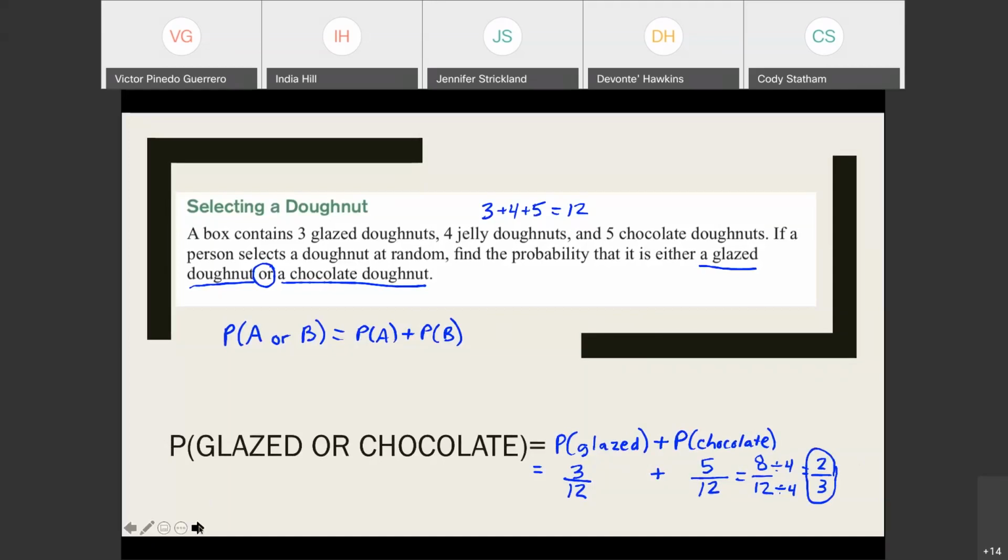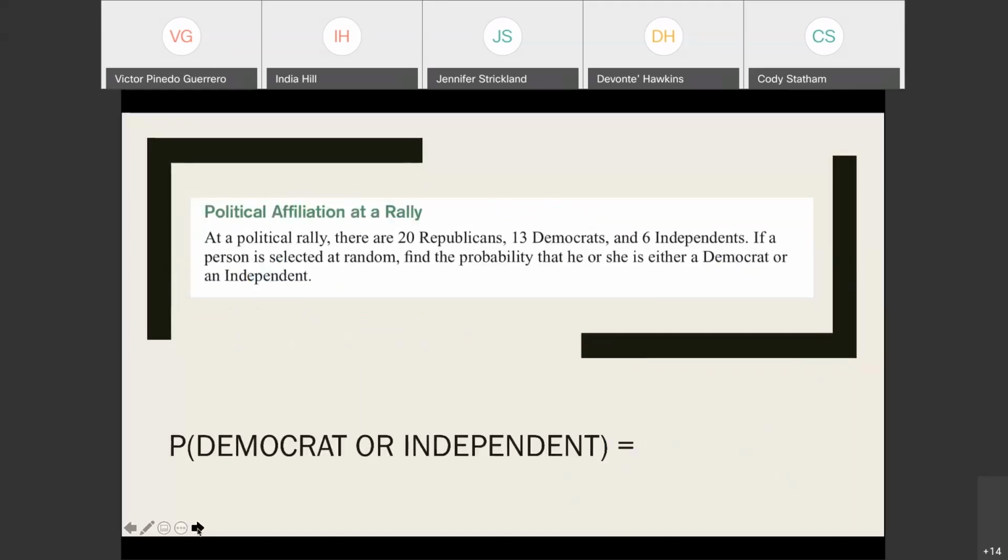Okay, so let's try another one. All right, so at a political rally, there are 20 Republicans, 13 Democrats, and 6 independents. If a person is selected at random, find the probability that she is, and again, I'm going to note what we need to pay attention to. Find the probability that she's either a Democrat or an independent. So we see the word or in the question, and it's separating two options, Democrat and independent.